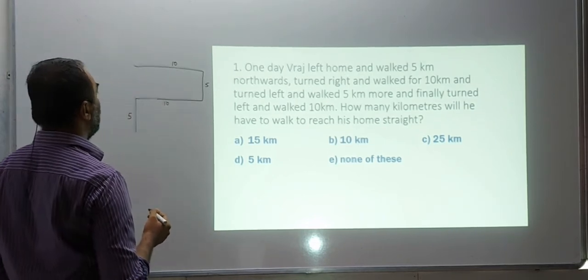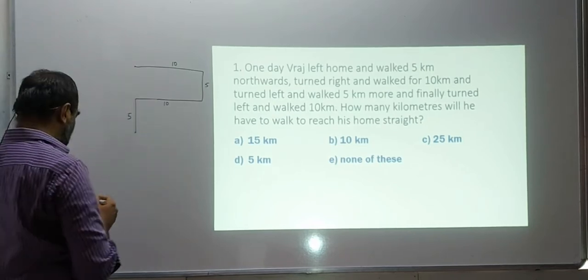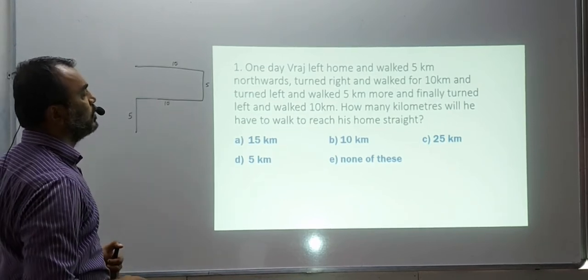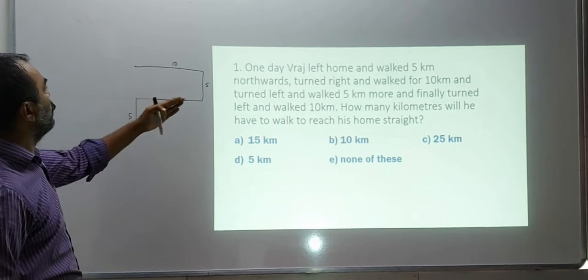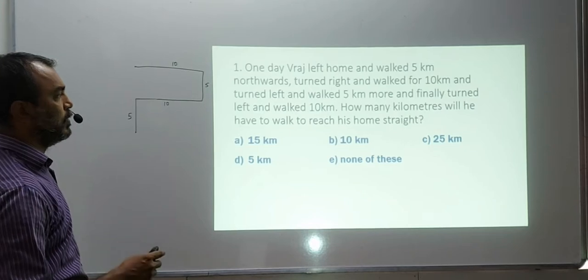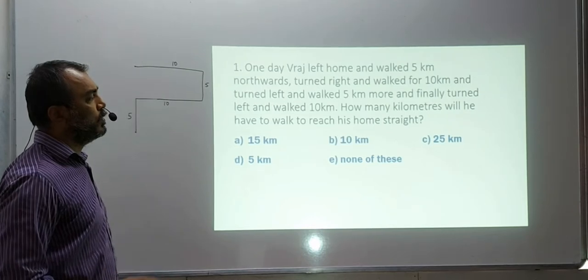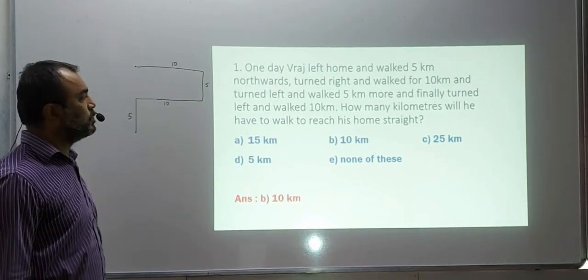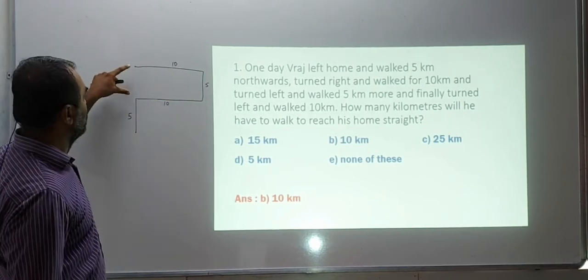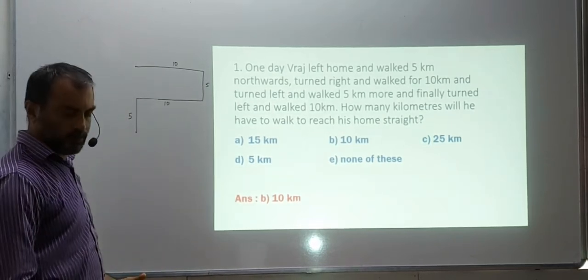So this was 5, this was 10, this was 5, this was 10. Now if he is walking straight back from here to his home, then how many kilometers will he have to walk to reach his home straight? So he must have gone to the shop or whatever, he has followed this path. If he wants to walk back to his home straight, meaning the shortest distance, how many kilometers will he have to walk? So what answer do you get? 10 kilometers. How? This distance is 5. So this will be 5. So this 5, he walks till here, and then he walks straight down. So the answer is 10.